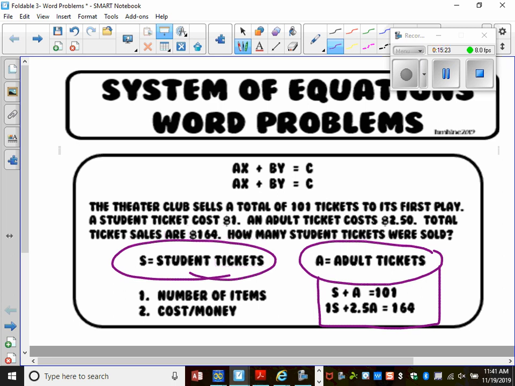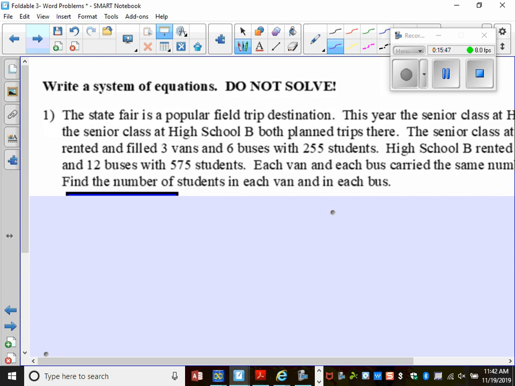Now, let's just say you always want to use X and Y. You don't want to use S for student. You can definitely say, okay, I'm going to have X to say student and Y to say adult tickets. You can use that consistently all the time. A lot of times, especially on your SOL test, you will see them use the first letter of the label that's in the problem versus just X and Y.